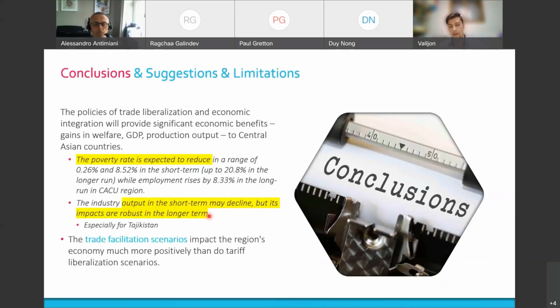What it means is that trade liberalization is not just simply reducing the tariff, but we have to do something, for example, improve the trade atmosphere in the country. So this should be a signal for the Central Asian governments that trade facilitation is the thing here, not just trade liberalization, decreasing the tariff in their economy.